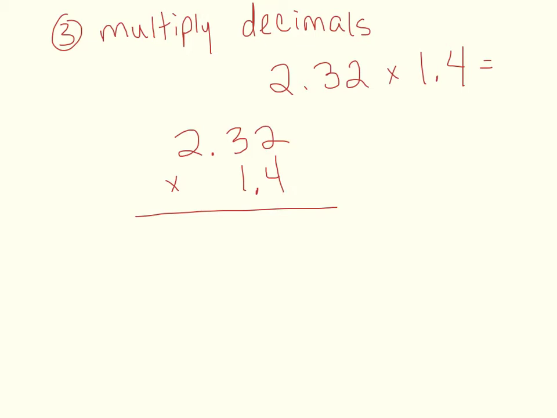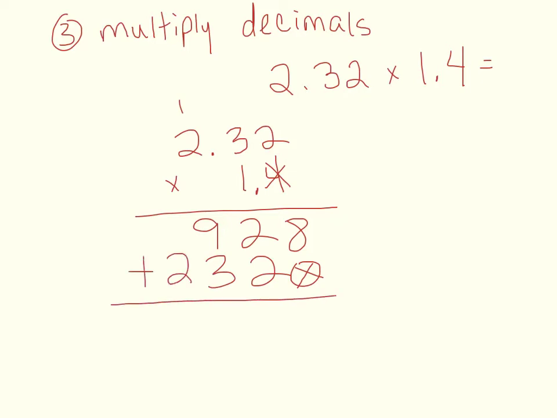4 times 2 is 8. 4 times 3 is 12. 4 times 2 is 8 plus 1 is 9. Cross them off. Placeholder Pete. 1 times 2 is 2. 1 times 3 is 3. 1 times 2 is 2.